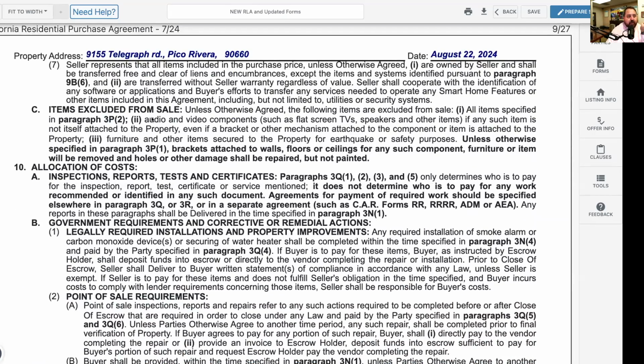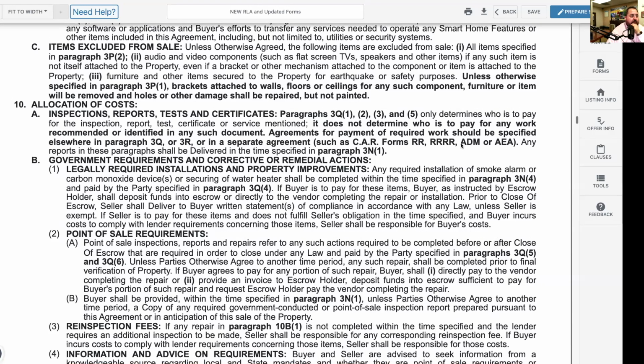So audio, video components, flat screen TV, speakers, and any of these items not itself attached to the property, even if a bracket or other mechanism attached to the component item is attached to the property. So you can't get people to leave their TV just because it's connected to the property, okay? Just remember that. Here's the allocation of cost sections.